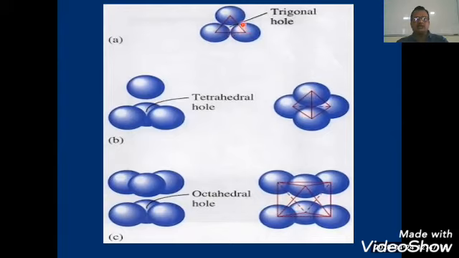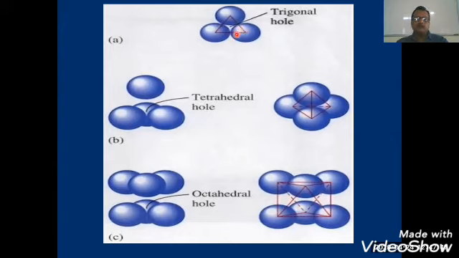Then you will find that their centers are occupying the 3 corners of an equilateral triangle. And in between these 3 units, there will be an open space which is called a hole. And in this case, the hole is called a trigonal hole. Why is it called a trigonal hole? Because this hole is formed in between 3 atoms occupying the 3 positions of an equilateral triangle.